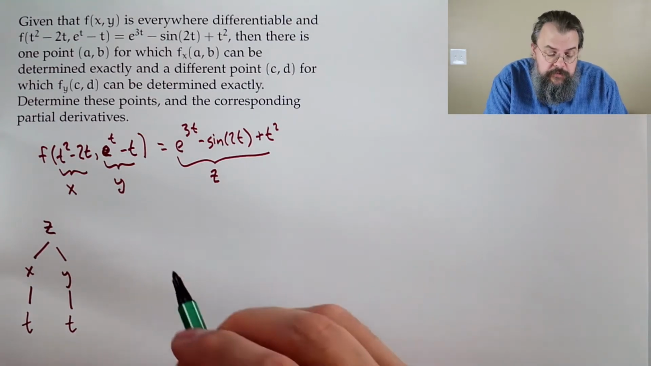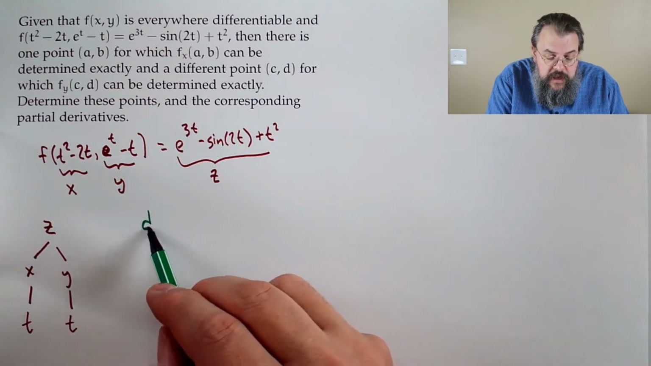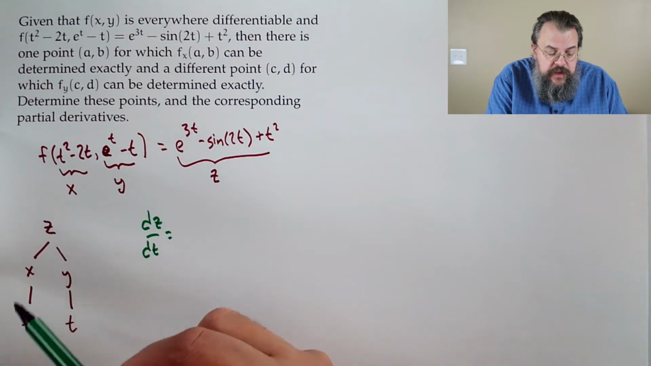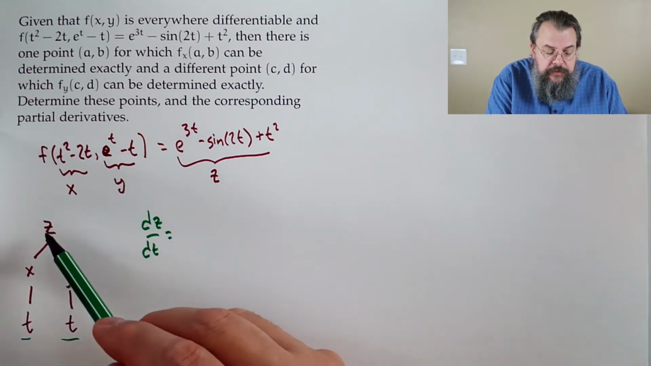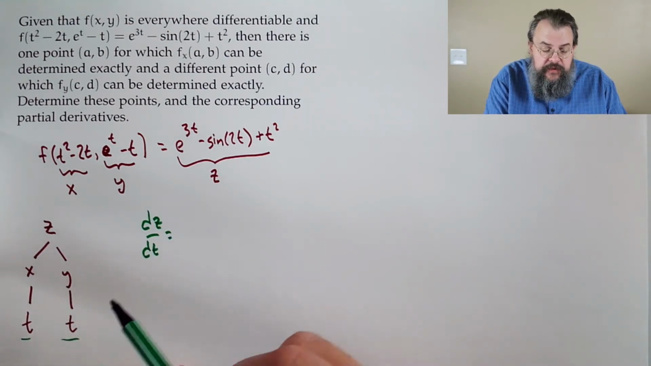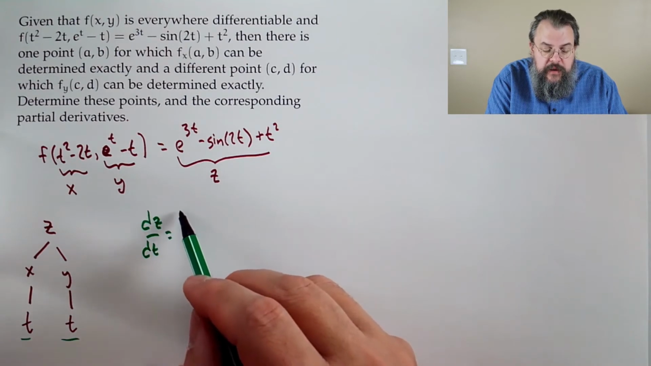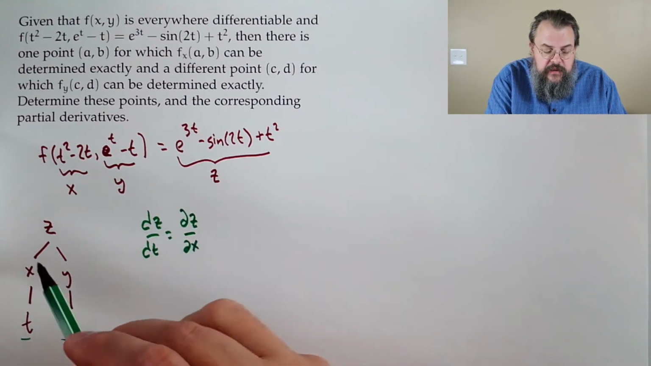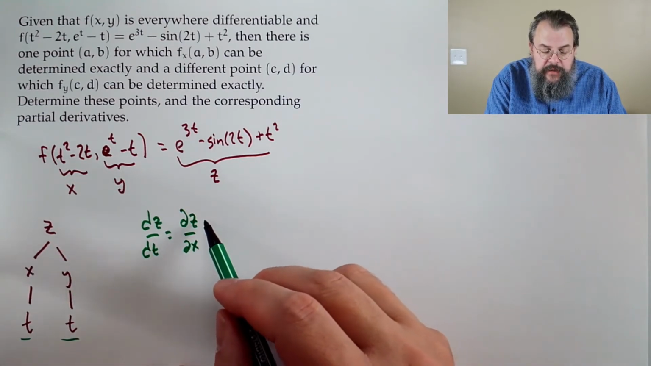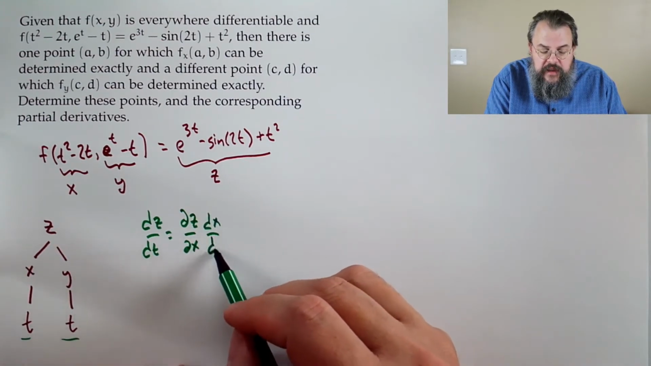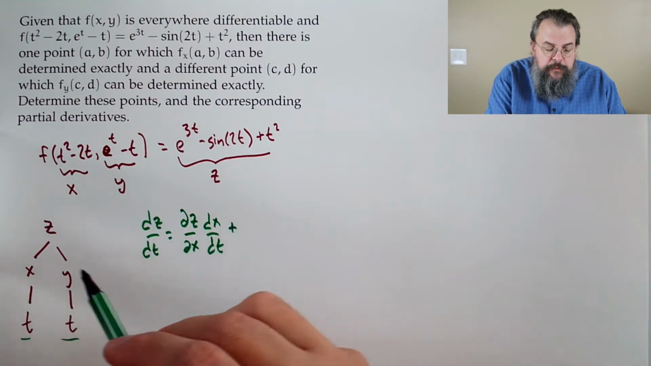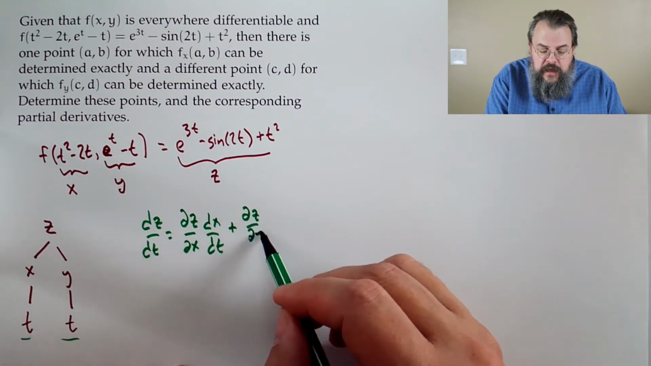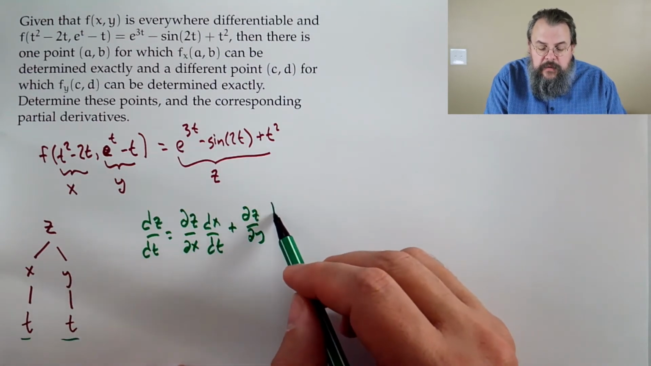So if we just write down the chain rule without really thinking too much, we come to the conclusion: dz dt. I want to know how z changes with respect to t, so I've got to go two paths. There'll be two pieces. I say, what is the partial z partial x? And times that by dx dt. And I'm going to add to that partial z partial y, and I'm going to multiply that by dy dt.